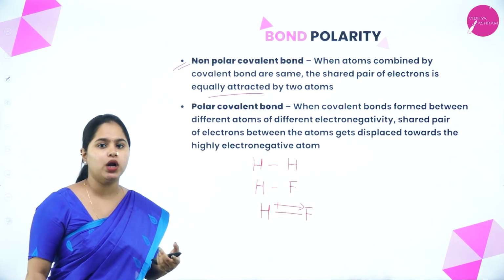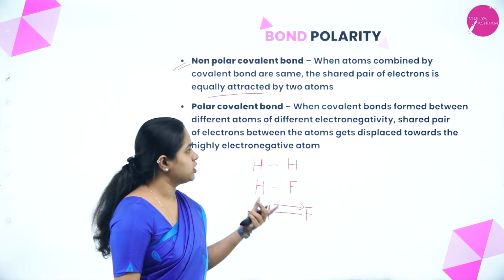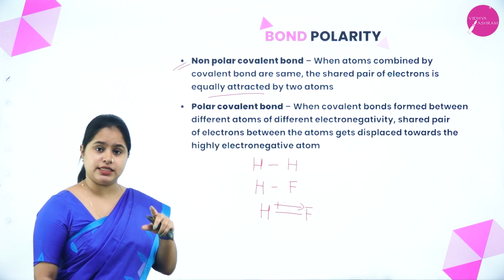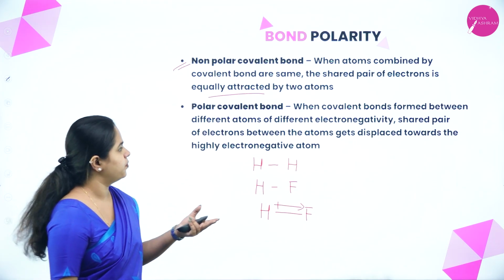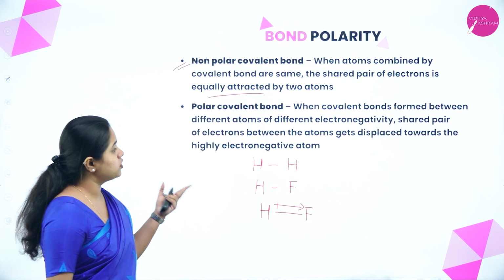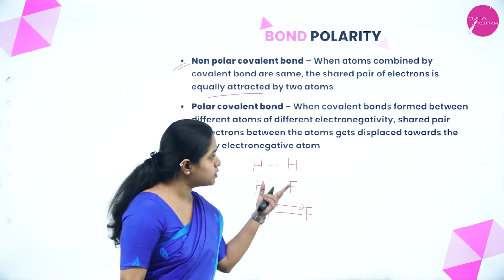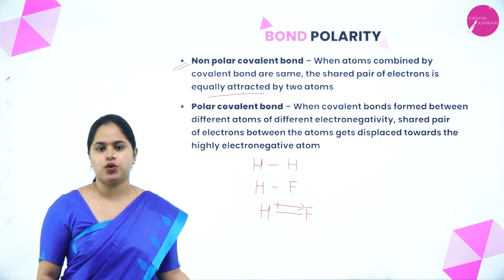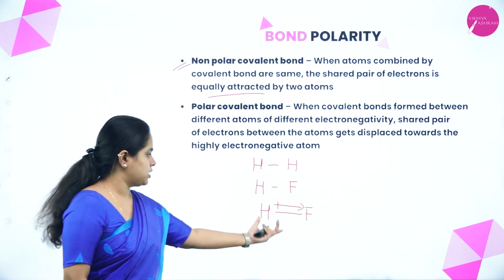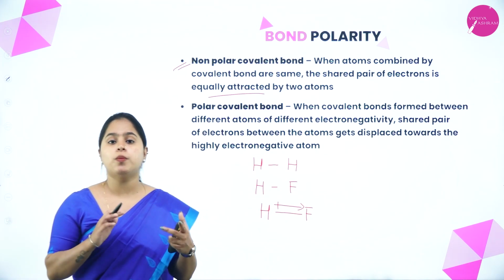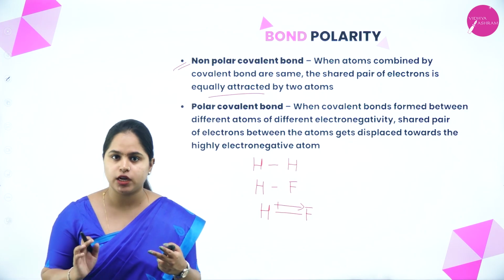Now moving on to polar covalent bonds. When a covalent bond is formed between different atoms of different electronegativity, the shared pair of electrons between the atoms gets displaced towards the highly electronegative atom. Clear? So that is what happens in this case. I hope you are clear with polar and non-polar covalent bonds.